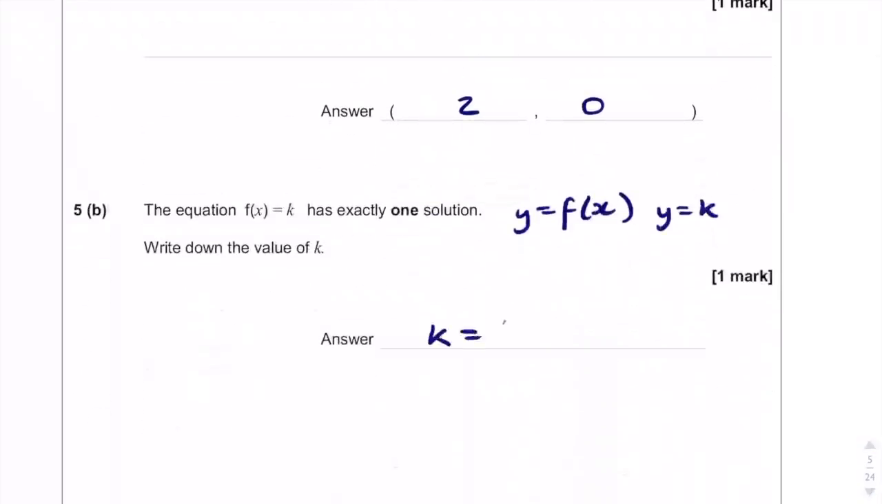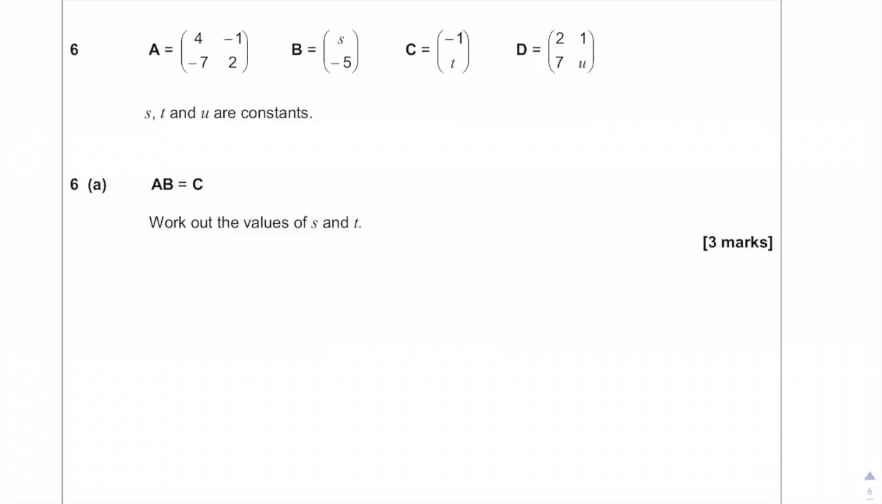So k will equal 6. Question 6, we've got a matrices question. We've got the matrices A, B, C and D. We're told S, T and U are constants. And then in part A we're also told that matrix A multiplied by matrix B equals matrix C. And we've got to work out the values of S and T.